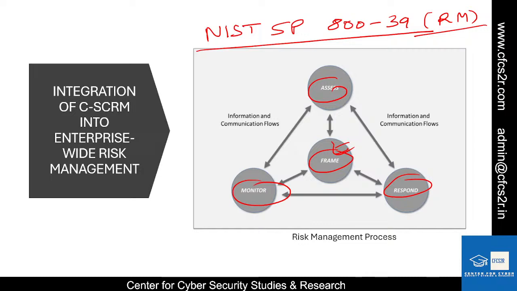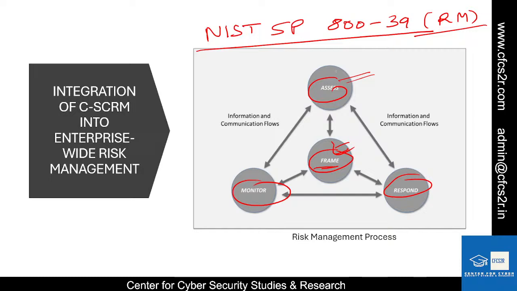Whenever we talk about frame risk, this is the frame model that is in between assess, respond, and monitor. Frame risk means when you want to establish the context of the risk-based decisions, and you know the current state of the enterprise information, whether it is IT technology or OT technology. So what are the associated supply chains with it? You need to create a context of the risk-based decisions. Then we have assess risk.